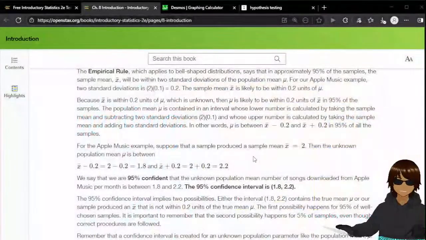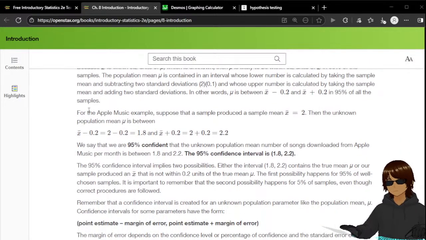Hopefully this works. So mu is within x bar minus 0.2 and x bar plus 0.2. Suppose that a sample produced a sample mean of x bar equal to 2, then the unknown population mean mu is between 1.8 and 2.2. We say that we are 95% confident that the unknown population mean number of songs downloaded from Apple Music per month is between 1.8 and 2.2.